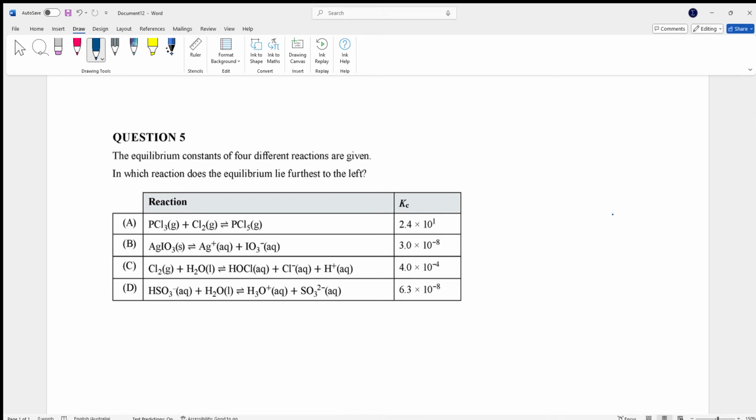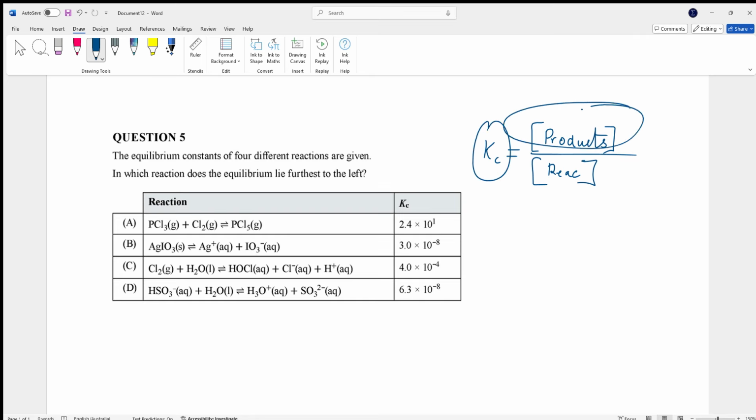So first of all, we've got to understand what the Kc actually represents in equilibrium. The Kc is your equilibrium constant. It's the ratio of your products over your reactants. I'll just go shorthand like that. Because if a system's in equilibrium, that means the forward reaction is at the same rate as the reverse reaction, which means this has to be a constant, because you'll have a constant here and a constant there if it's in equilibrium.